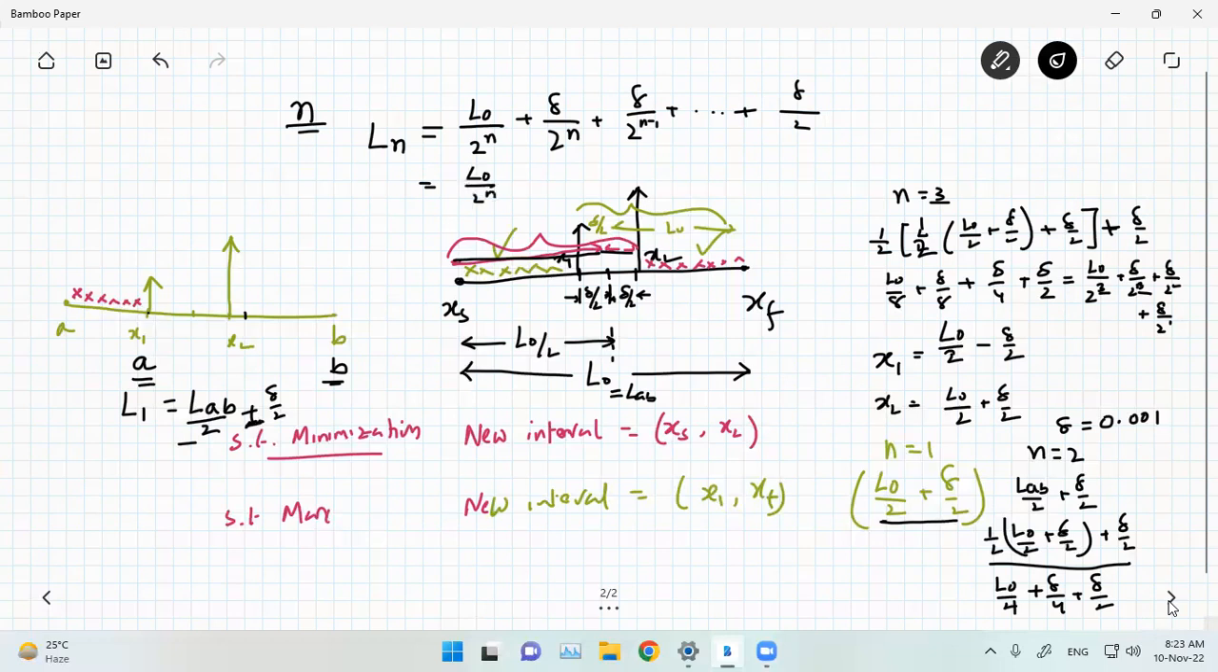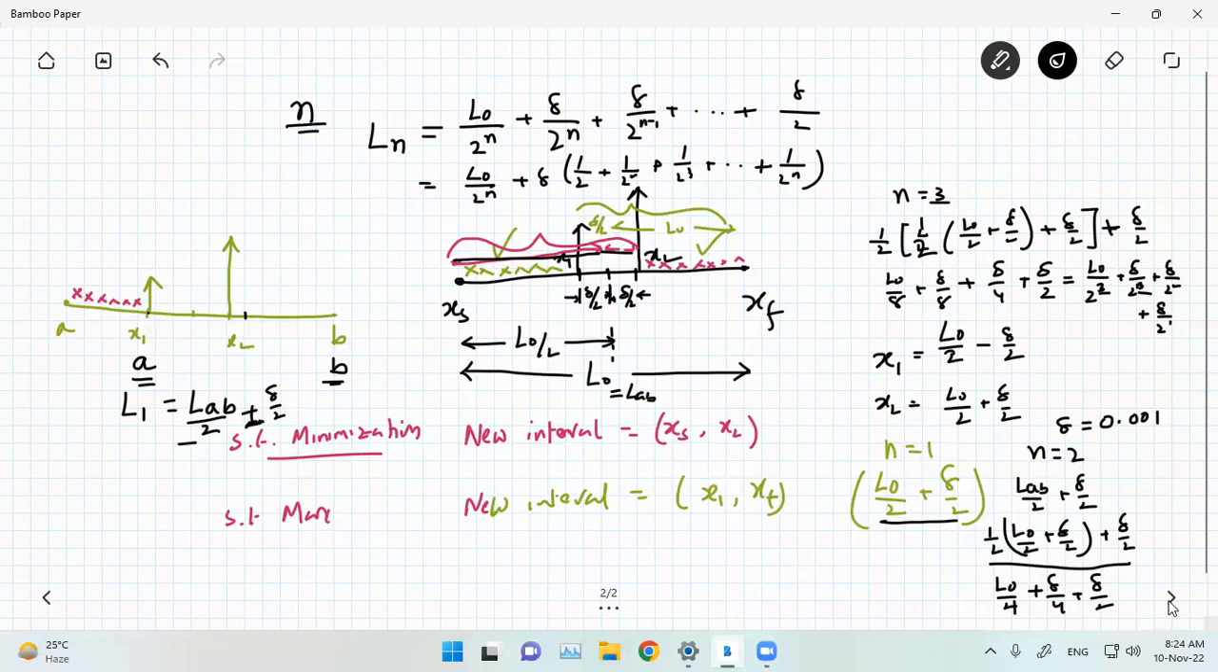And we can write this in this way, basically: L0 by 2 to the power n. You take common of del, then you have 1 by 2 plus 1 by 2 square plus 1 by 2 cube plus, goes up to 1 by 2 to the power n. Okay, so this is a geometric series, and solving that will give us the result.